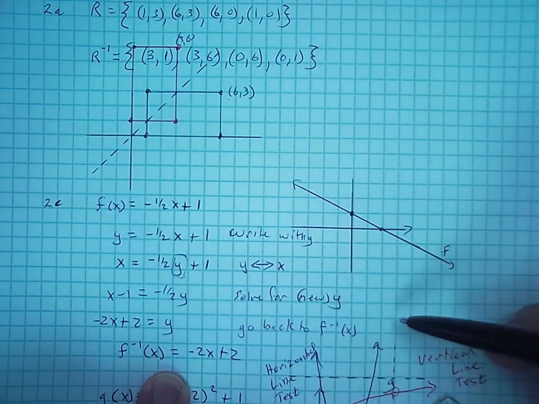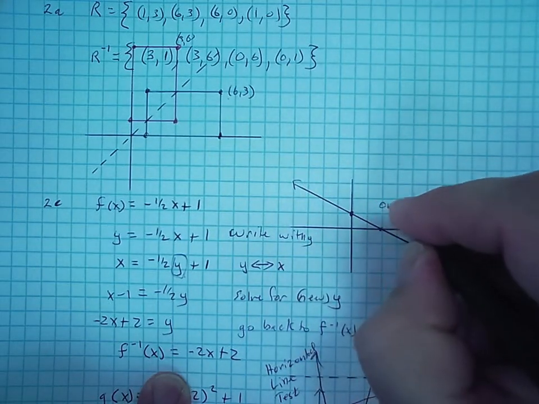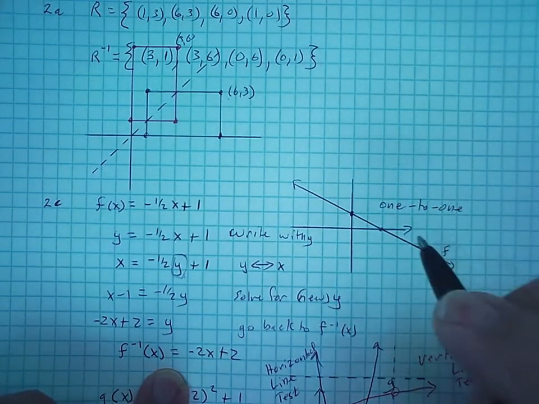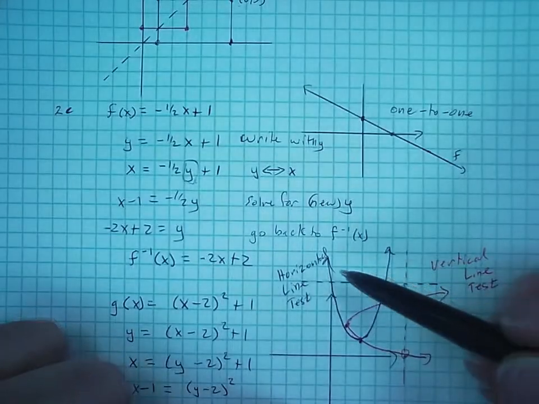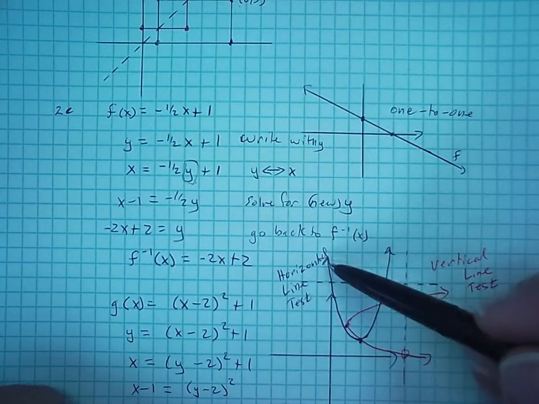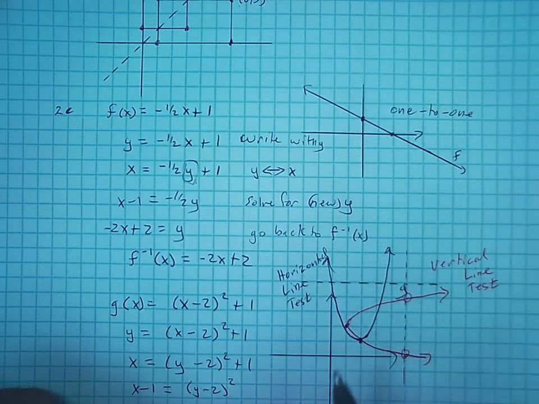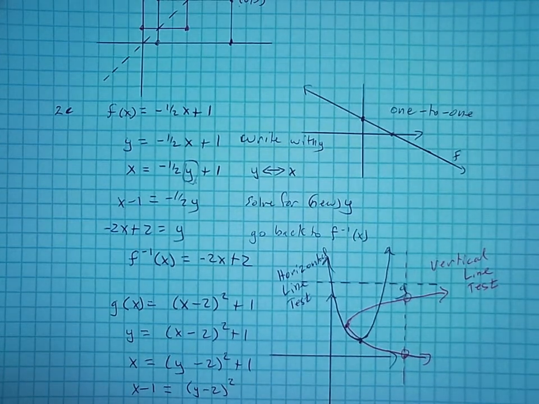Back in chapter 2, we introduced the term one-to-one. If you pass the vertical and horizontal line tests, we call that one-to-one. And a one-to-one function is a function and its inverse is a function. But a parabola is not one-to-one, because although the parabola is itself a function, it passes the vertical line test, it fails the horizontal line test, which means its inverse will not be a function.